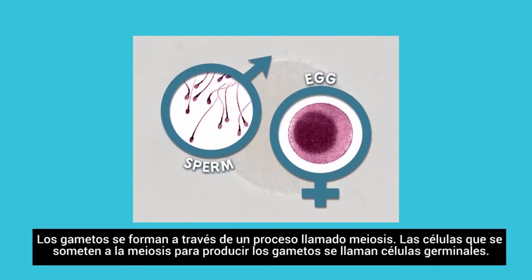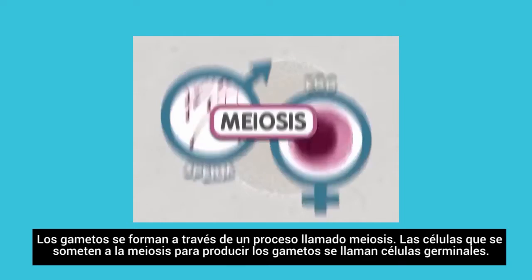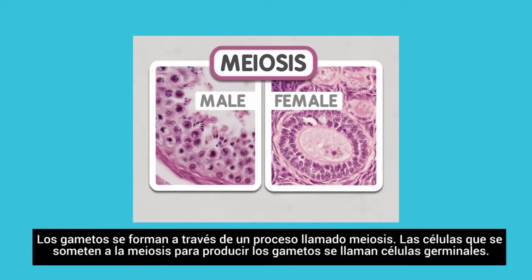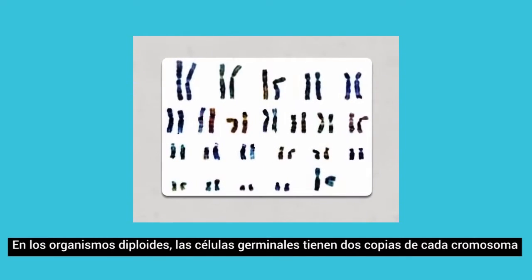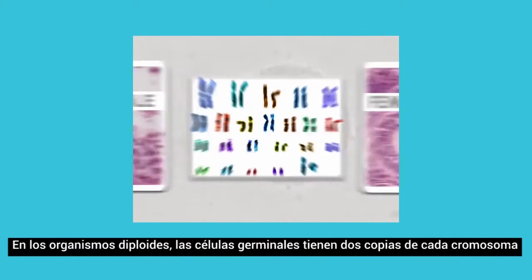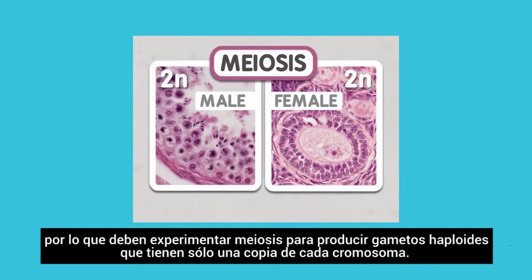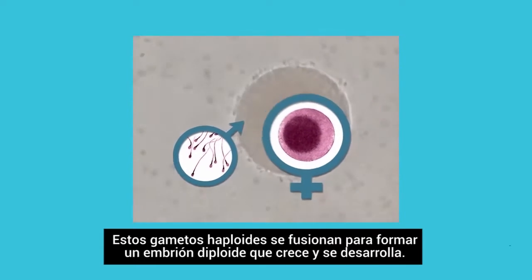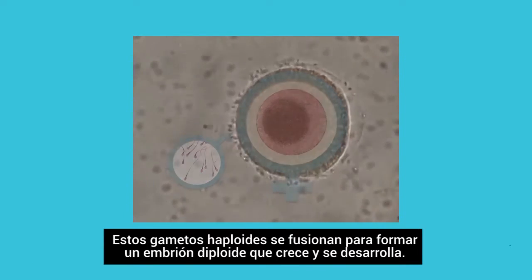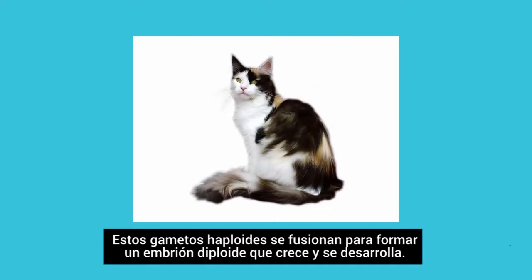Gametes are formed through a process called meiosis. The cells that undergo meiosis to produce the gametes are called germline cells. In diploid organisms, germline cells have two copies of each chromosome. Germline cells undergo meiosis to produce haploid gametes which only have one copy of each chromosome. These haploid gametes fuse to form a diploid embryo that grows into the adult.